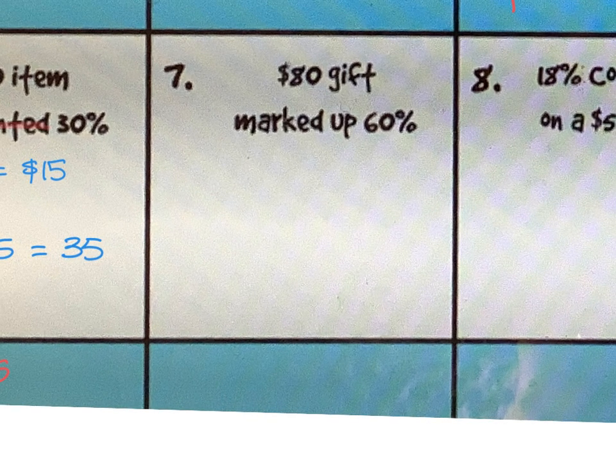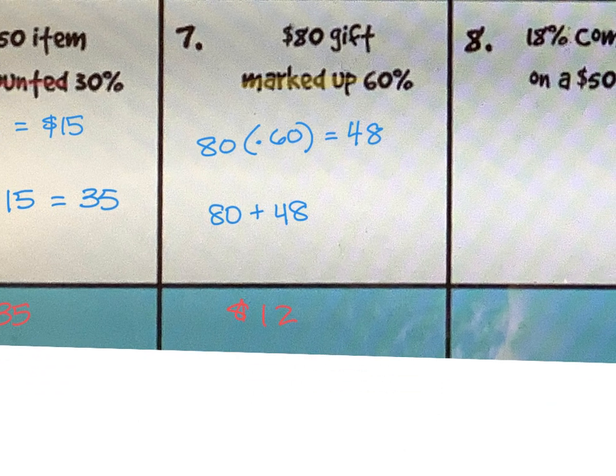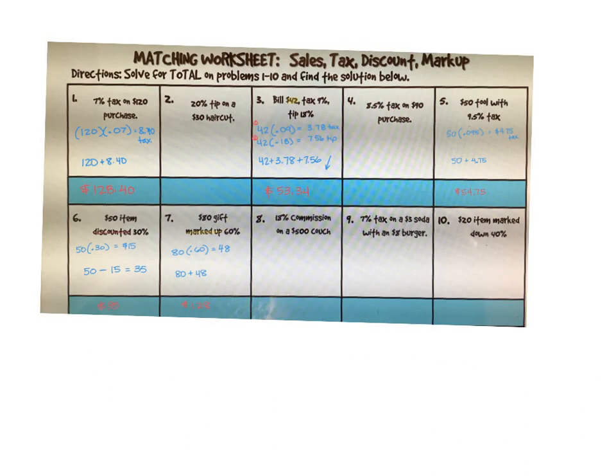Let's look at 7. This time we're marking it up. So now we're adding money. Now it's going up. We're marking it up. So it starts at $80, and we're marking it up by 60%. Well, first let's figure out what is 60% of 80. So we're going to take the 80 and multiply it by 60%, and we get $48. So to figure out the total price of this gift, you take the original 80 and you have to add $48 to it. And that gives you a grand total of $128.